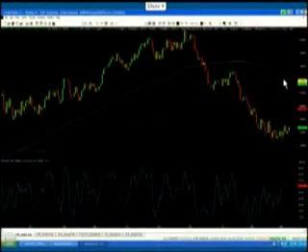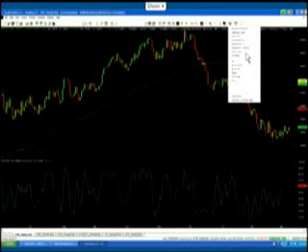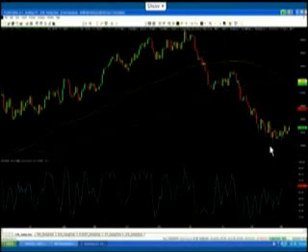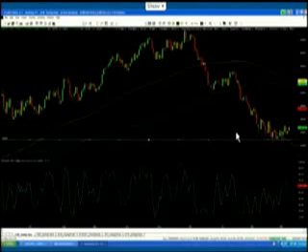On my daily euro-dollar chart, what I'd like to point out to everyone is the different moving averages that I have on the chart. The red line is my 50 period. The yellow line is my 100 period. And the green line is my 200 period. As we can see, we're definitely consolidated towards the bottom of the ranges.